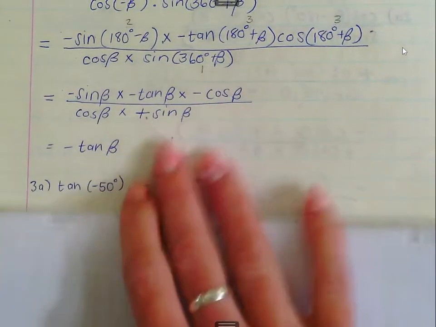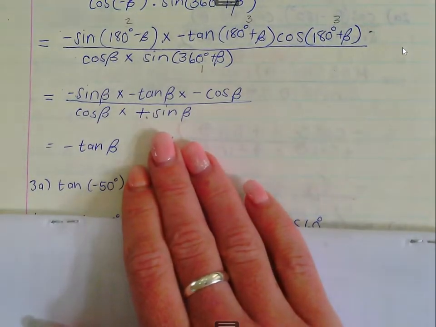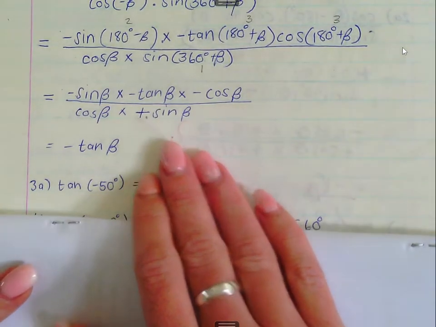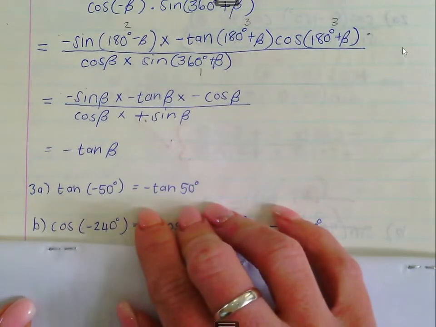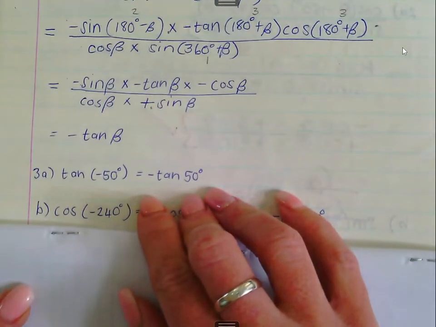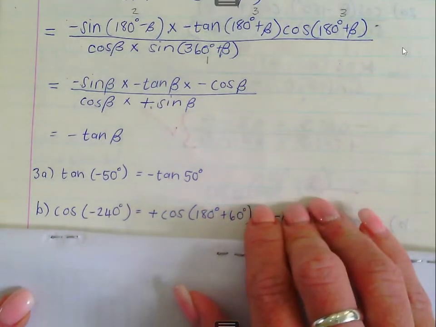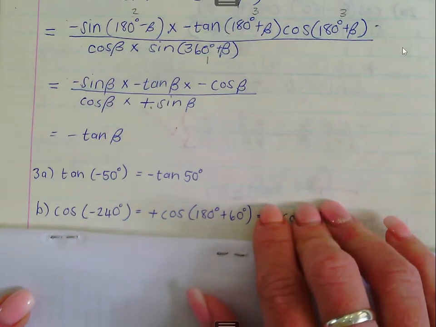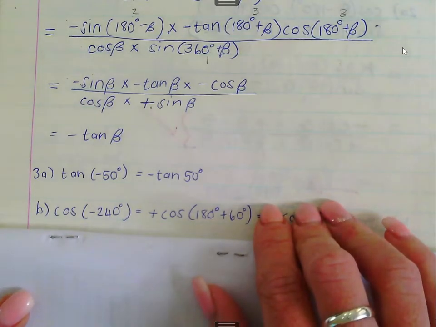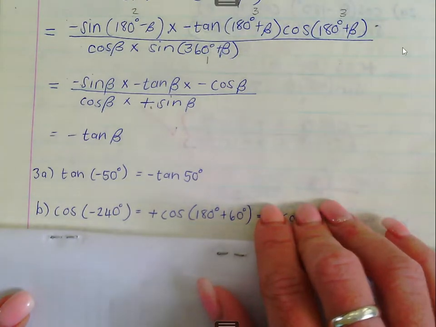Okay, the next one, it was tan negative 50. The tan of a negative? Negative tan 50. The cos of negative 240? Positive cos, but then not 240. 180 plus 60. Maybe you used 270 minus 30. Who did that? Then you must remember to change cos to sin. Okay, then it will be fine.